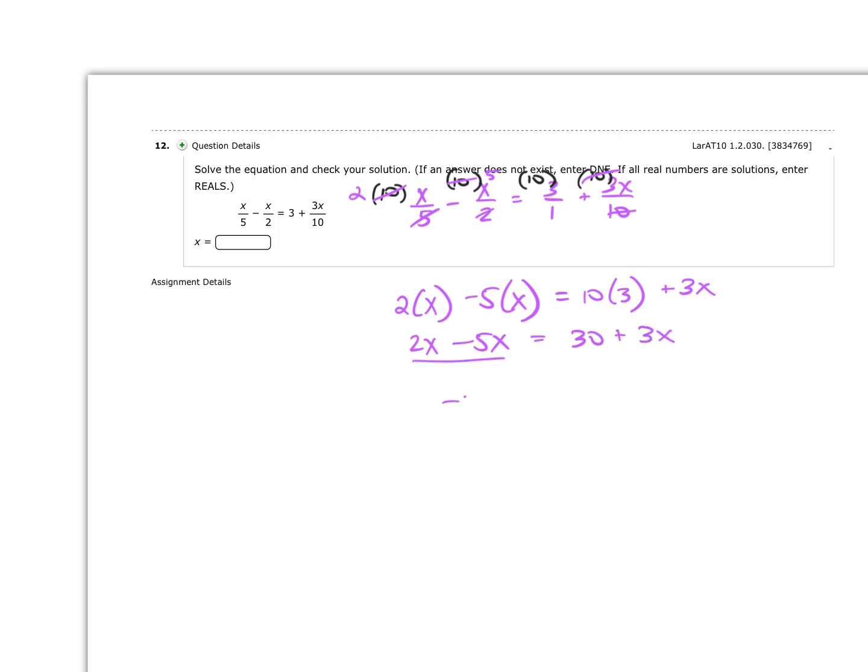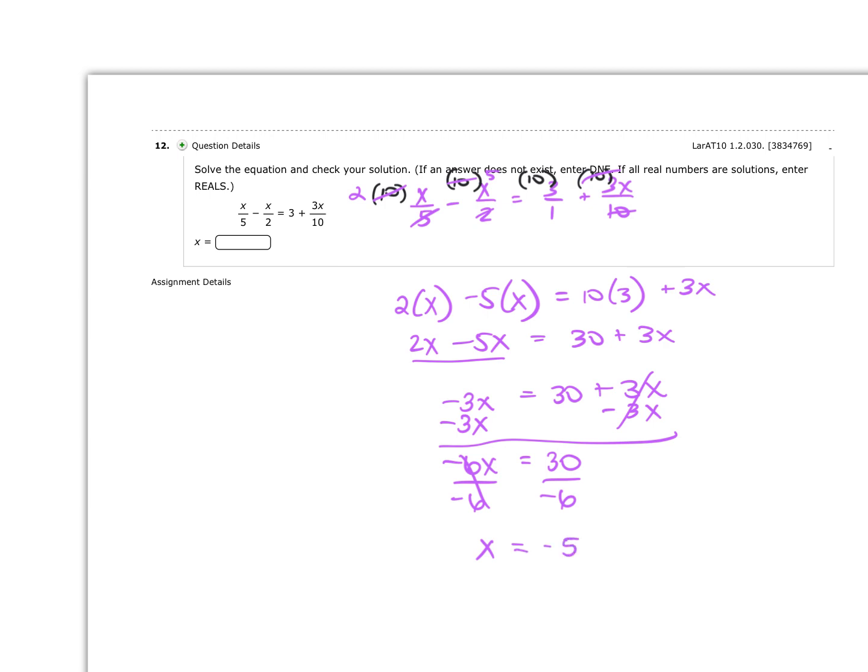When I combine these like terms, I'm going to get minus 3x equals 30 plus 3x. And even though right now it looks like these 3x's are going to cancel because one's positive and one's negative, don't do this math in your head. Write it out. When you write it out, you're going to see that they, in fact, do not cancel. Okay, it's minus 6x equals 30. Divide by minus 6. Notice I never skip a step. It's not worth it. When you skip steps, you start to make careless errors, and it's not worth losing points and getting the answers wrong.